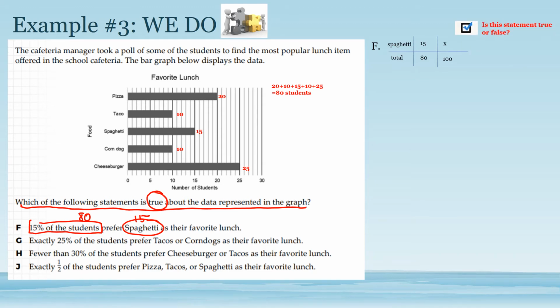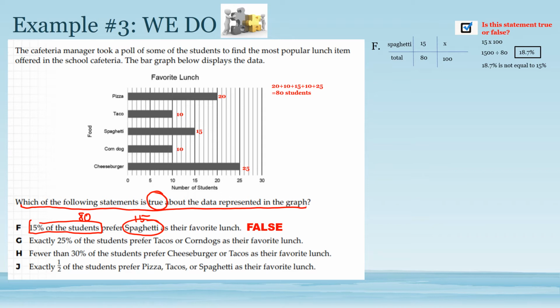Is this statement true or false? Remember, we're going to multiply 15 times 100, which is 1500. 1500 divided by 80 is what number? If you answered 18.7%, you answered correctly. 18.7% is not equal to 15%. Therefore, this is going to be a false statement.